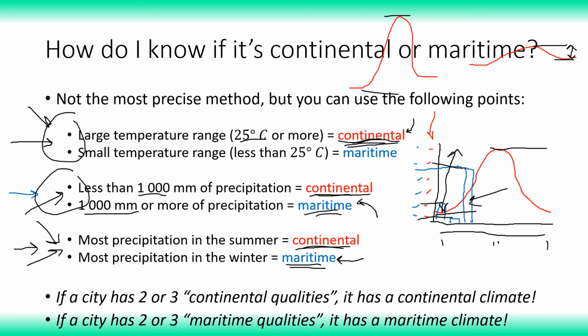That's by no means an official term. That's just what I'm calling it. So if it has a large temperature range, you could say that's a continental quality. And then if you can find one more continental quality from these two things, then it has a continental climate. And if you can't, then it has a maritime climate, because if you can't find any more continental qualities, that means both of these are maritime, which means that you have 2 or 3 maritime qualities. So hopefully I haven't confused you more. If you have any questions, please feel free to ask me.